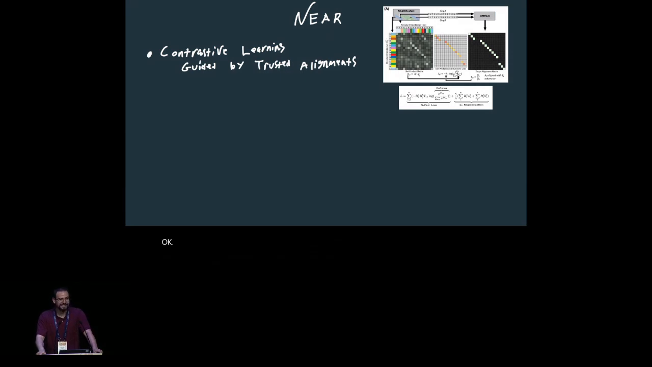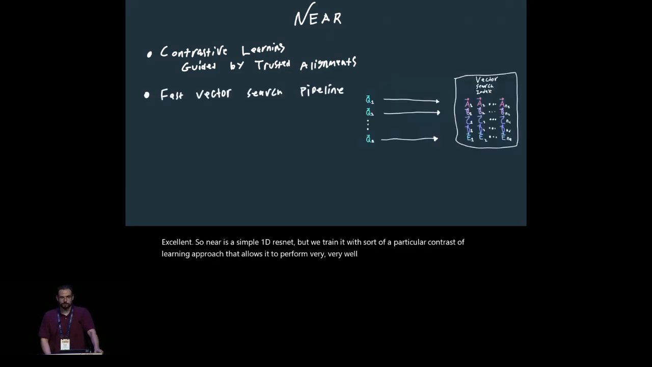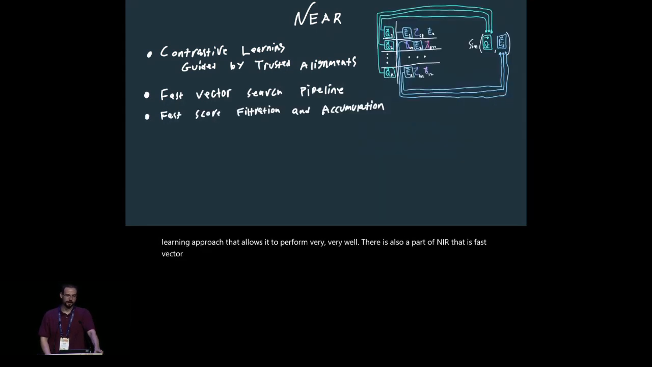So NEAR is a simple, small 1D ResNet, but we train it with a particular contrastive learning approach that allows it to perform very, very well. There's also a part of NEAR that is fast vector search, and there's a part of NEAR that is using the results of that fast vector search to actually infer sequence similarity.